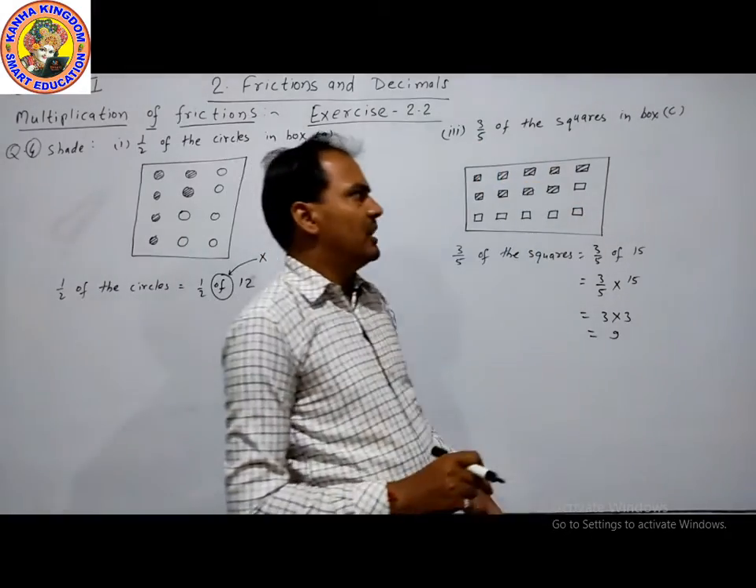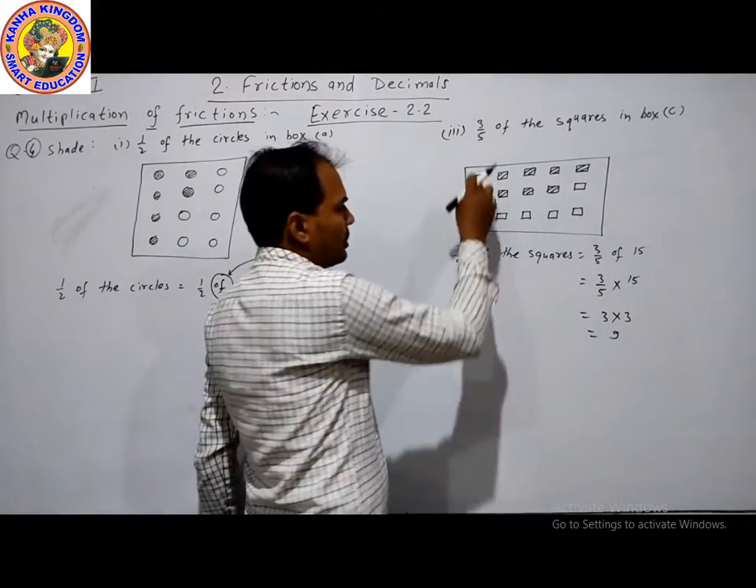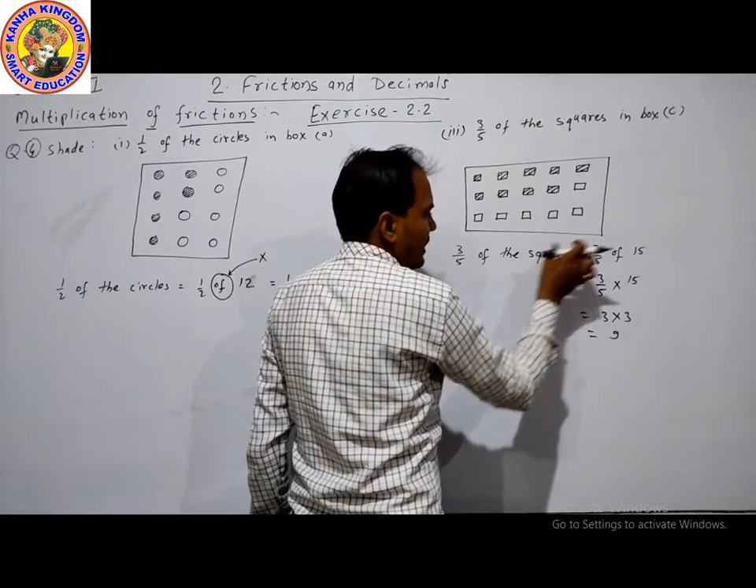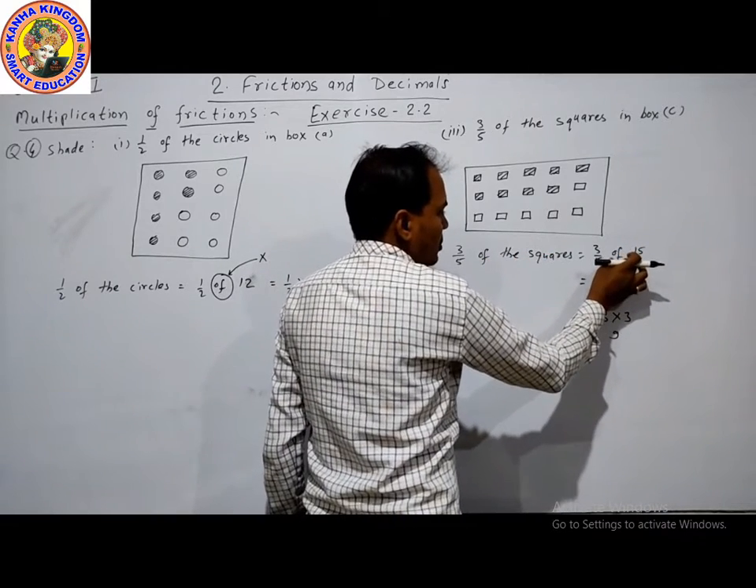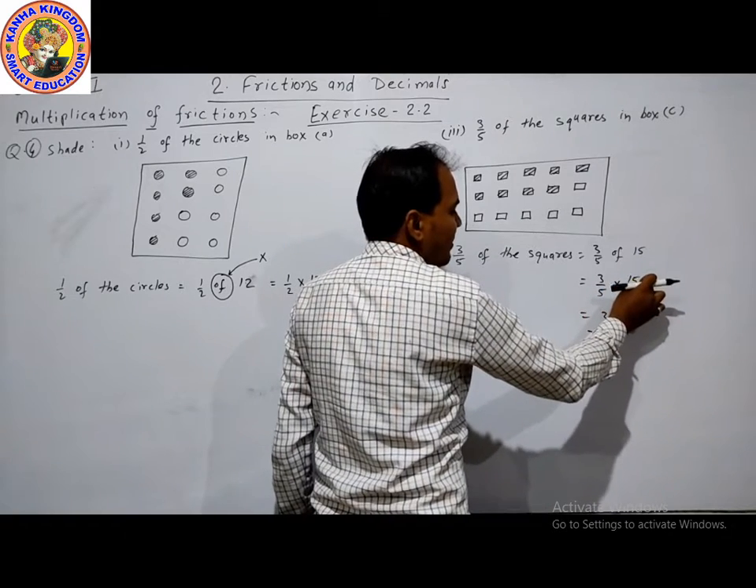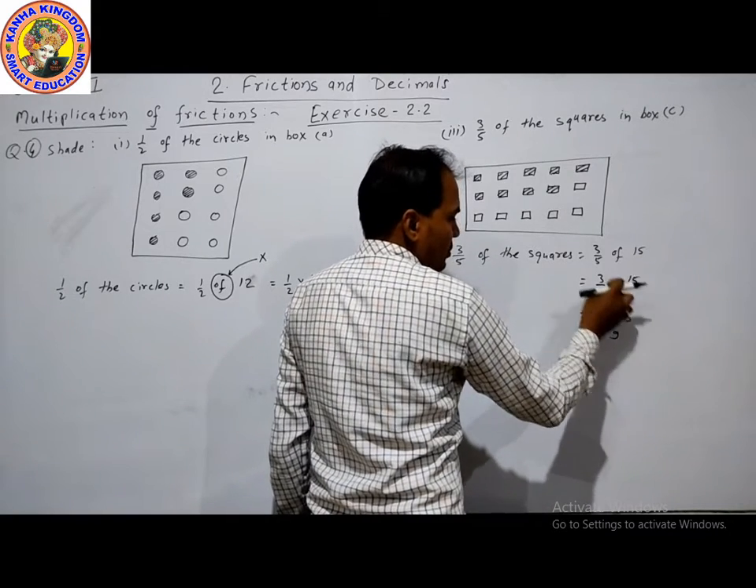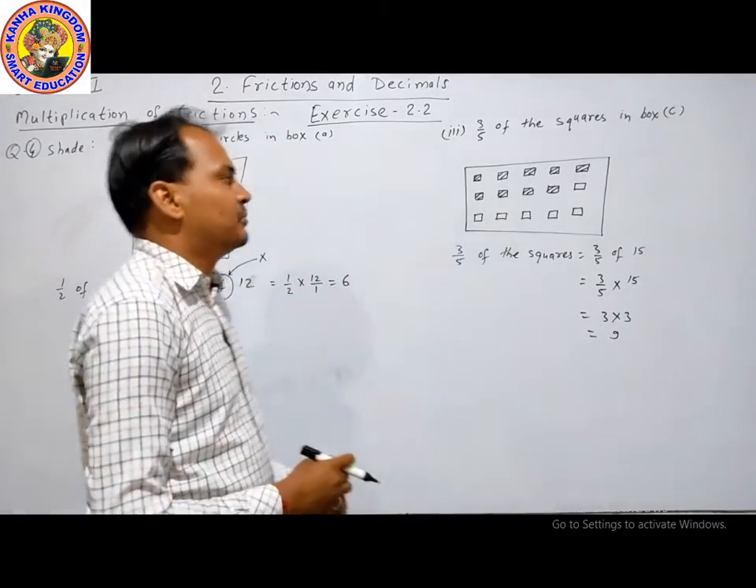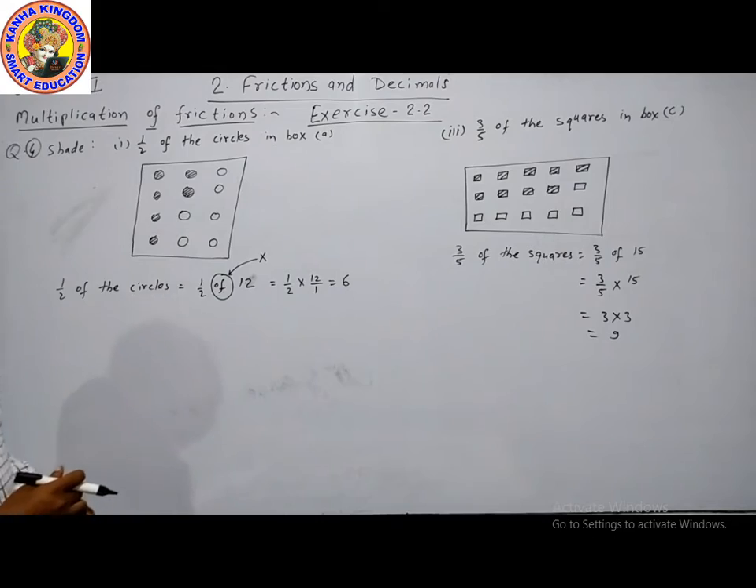3 by 5 of the squares in the box. The total squares are 15. 3 by 5 of the squares, 15. Now we will replace "of" by multiplication. 5 can divide 15 by 3 times. So 3 into 3, answer is 9. So we darken 9 squares.